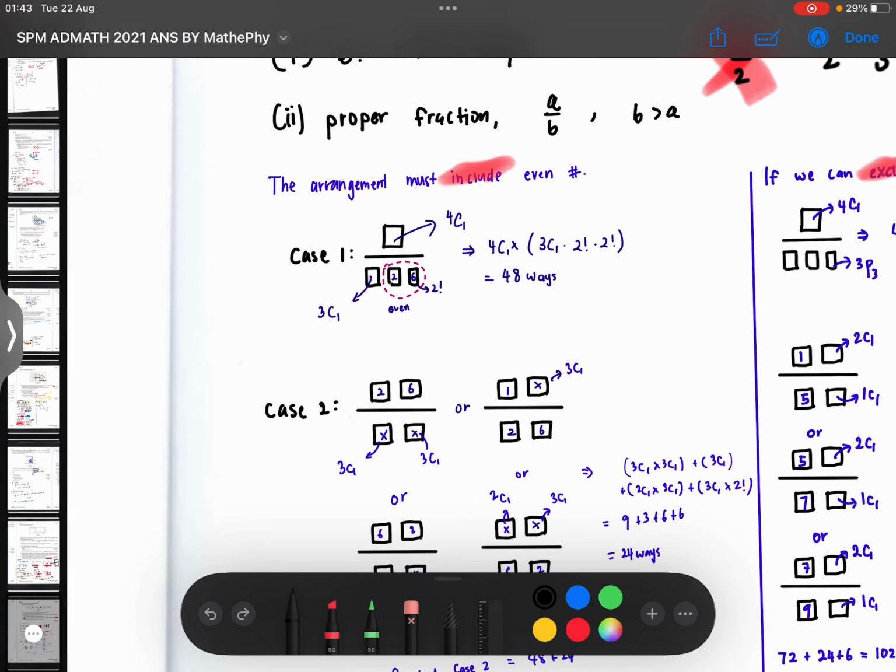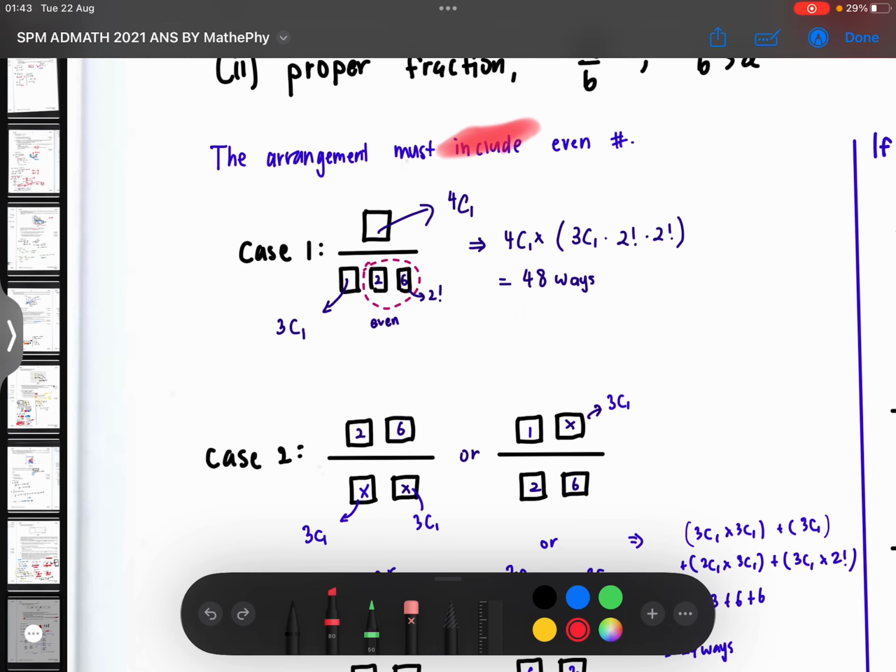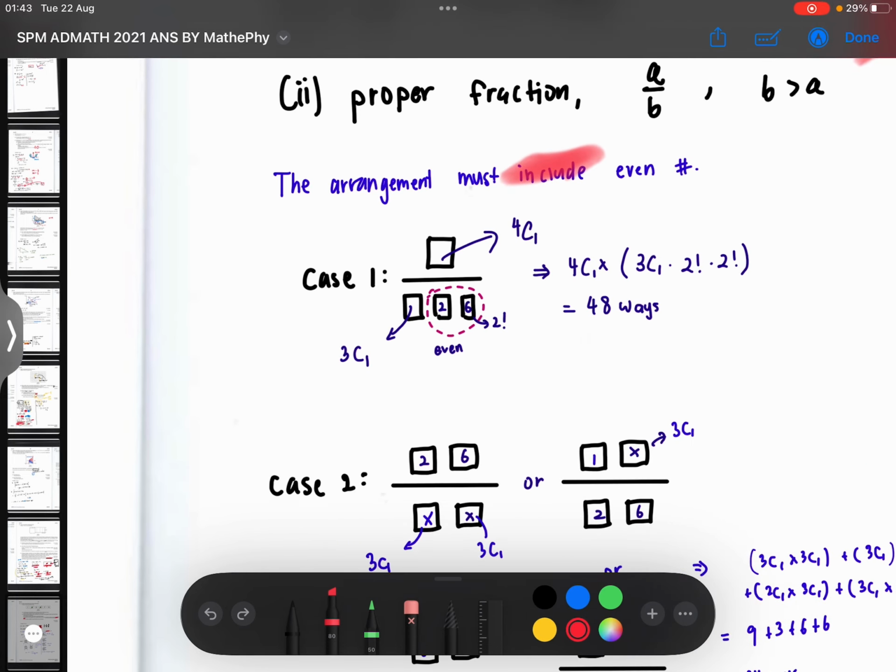So for case 1, first we set the even number to be at the bottom because it needs to be side by side. You cannot put 2 on top because it will violate the condition given by the question, which we don't want. So we need to put it on the denominator, so 2 6. Then we are left with 4C1.